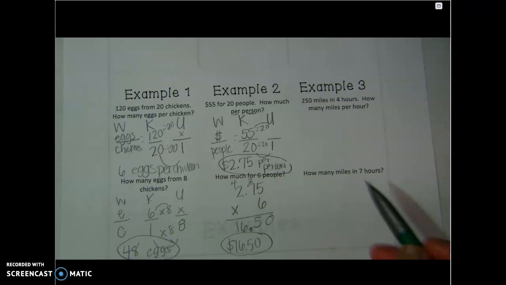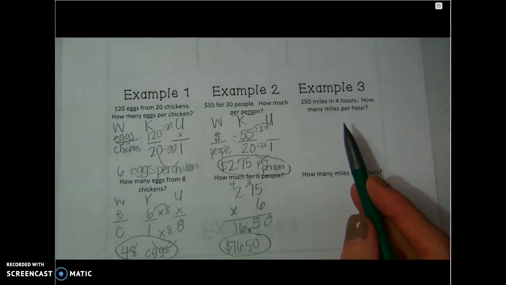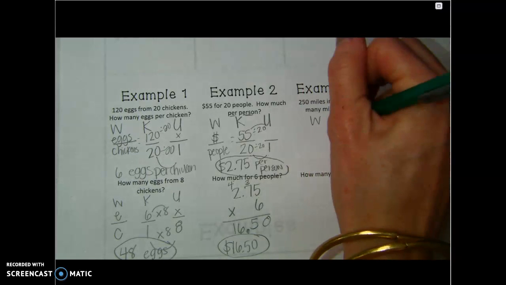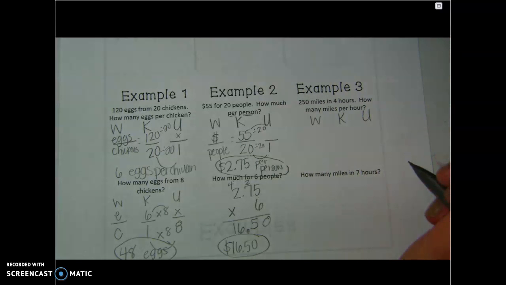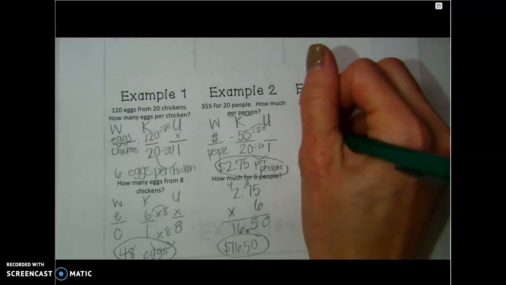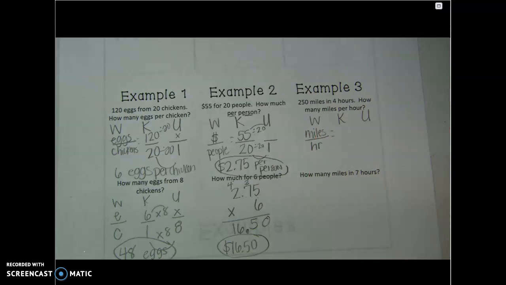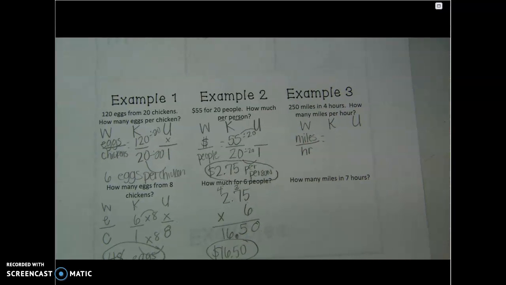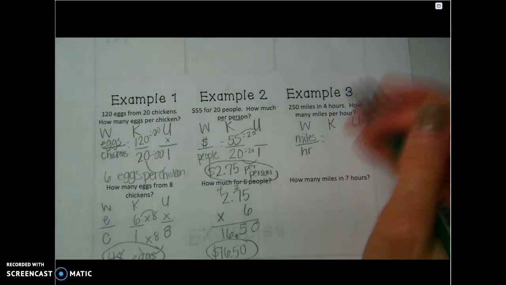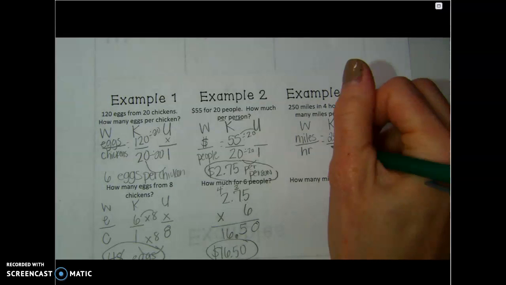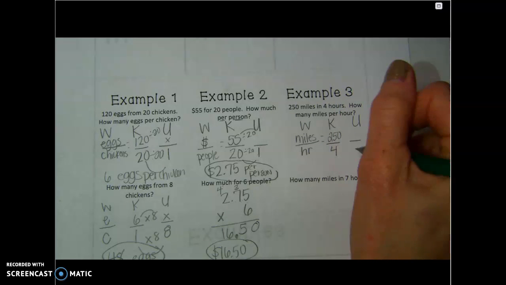Alright, last example. 250 miles in 4 hours. How many miles per hour? So per 1 hour. So let's write our WKU. So what is our words? What are we looking at this time? Good. Miles over hours. Very good. Miles and hours. And I just abbreviated. Miles over hour. Alright, so what is our known ratio? What does it tell us? What do we know? Good. 250 miles, we go 4 hours. We want to know how many miles we're going to go in 1 hour.